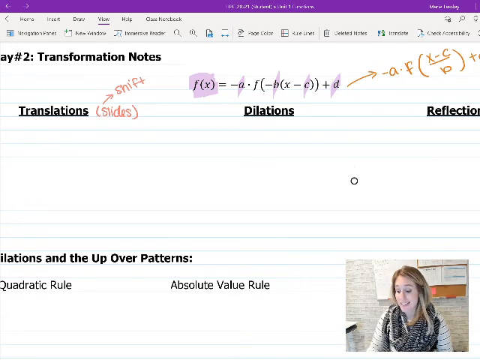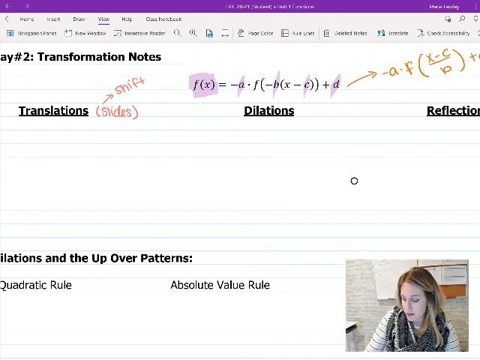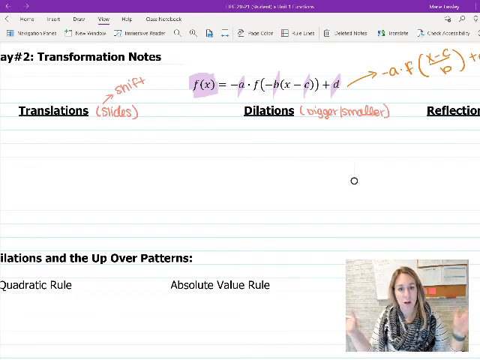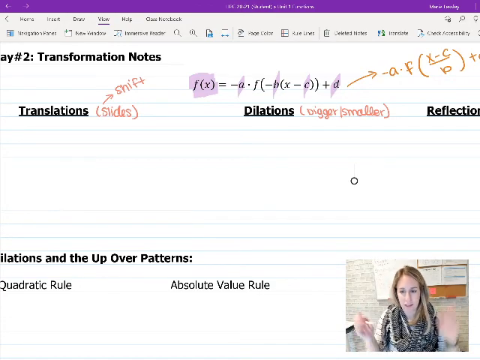All right, dilation, this is the transformation that is going to make your graph either bigger or smaller. All right, so this is going to change the size, right? This is actually the only one that changes the size. There's an E there, bigger or smaller, right? So dilation makes it either a bigger graph or a smaller graph, right? It can be vertical too, not just side to side, right?